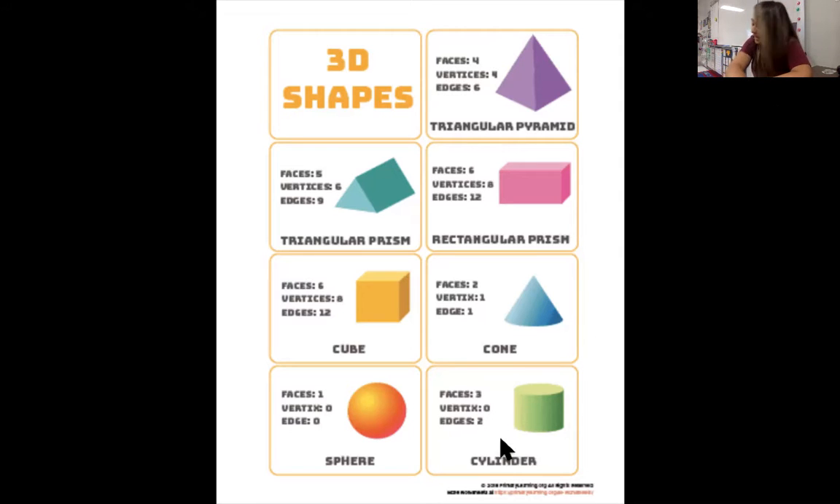Okay. And then let's see, I already showed you the cylinder. This has 1, 2, 3 faces, 0 vertex, and 2 edges.